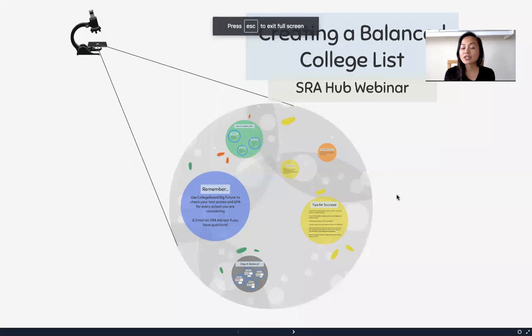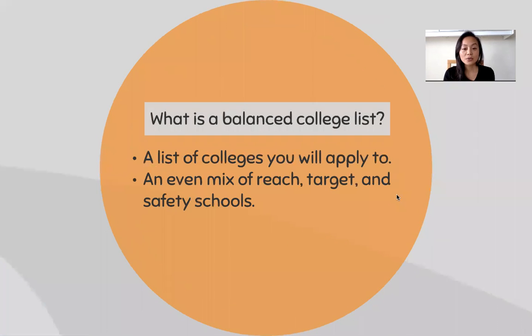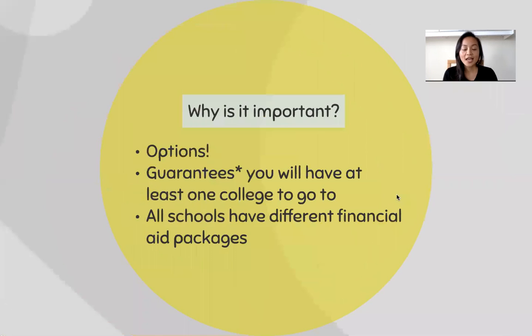These are different things you have to do and consider in order to not only build your college list, but one that is balanced. So what is a balanced college list? It is, of course, a list of colleges you want to apply to, but also an even mix of reach schools, target schools, and safety schools. And we'll go over that a little later. But that's what makes a balanced college list: reach, target, safety schools.